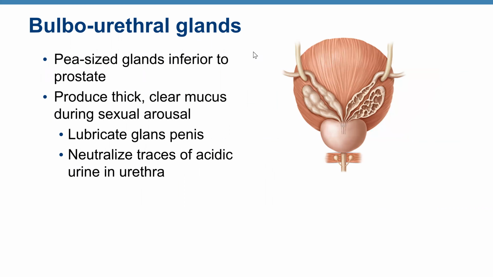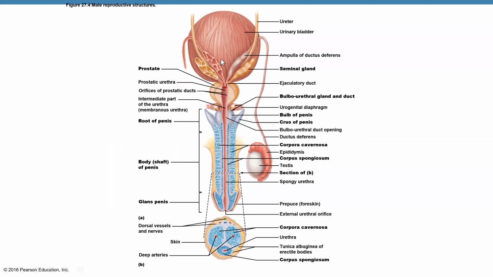And then the bulbourethral gland is a pea-sized gland inferior to the prostate, so right here. It produces thick, clear mucus during sexual arousal, lubricates the glans penis, and neutralizes traces of acidic urine in the urethra. Right, so here we have our diagram that you guys can just pause over here and look at all these parts. And this is a posterior view.